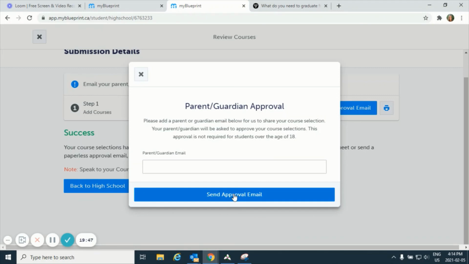When you click the send approval email button, your parent guardian will get an email right away notifying them that you've submitted your courses for grade 12. And this is the chance that they get to approve your course selections.